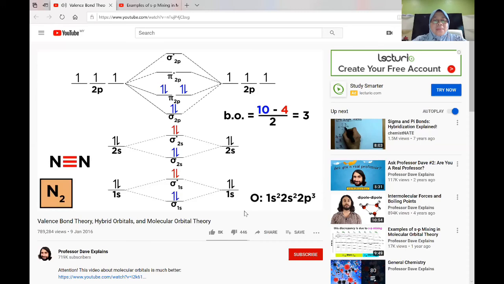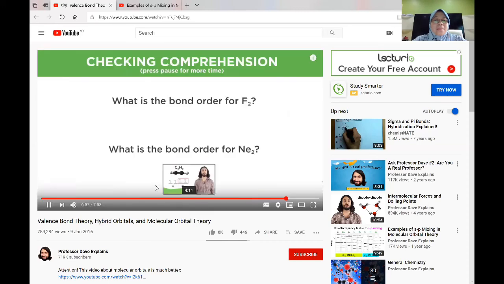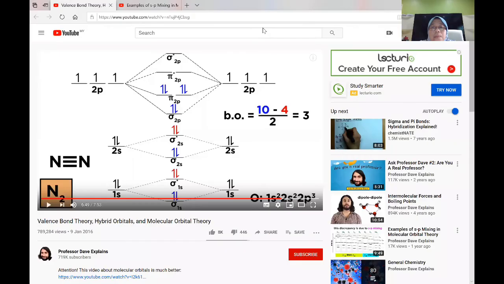Let's check comprehension. Okay, let's stop here. So you can see, let's try for nitrogen. This is supposed to be nitrogen, not oxygen. So nitrogen has 7, and N2 means 7 plus 7, you have 14. I'm sure that you can do this.